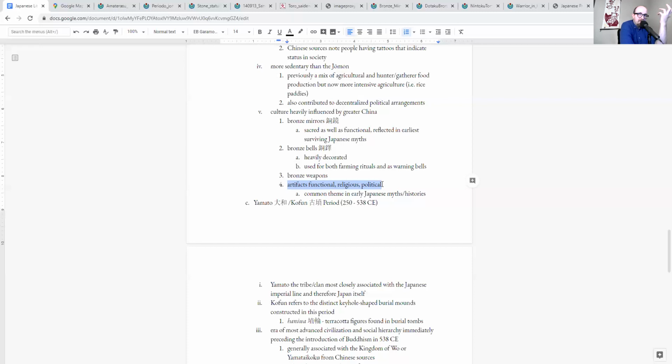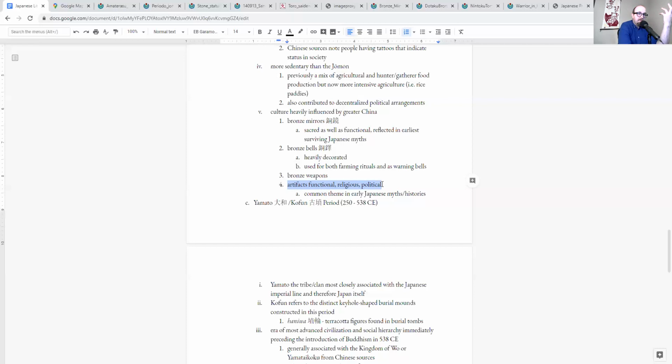Probably wasn't from the sun goddess, let's be real. And so it has this very clear religious function, but also because it was given by this religious figure, the sun goddess, to an emperor and to the imperial line, it has a political function. The religious justification is also a political justification. So all three of those things are in play at the same time. So these artifacts that you start to see in the Yayoi period take on a kind of almost overdetermined status.